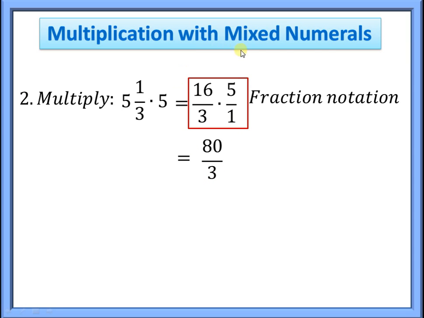Again, we have to change it to mixed numerals. So let's have this one in this form. We divide it. Let's start with the first number. 8 divided by 3 will give us 2. Return it back, 2 times 3 will give us 6. So we subtract 6 from 8. We have 2. Bring down the next number, which is 0.